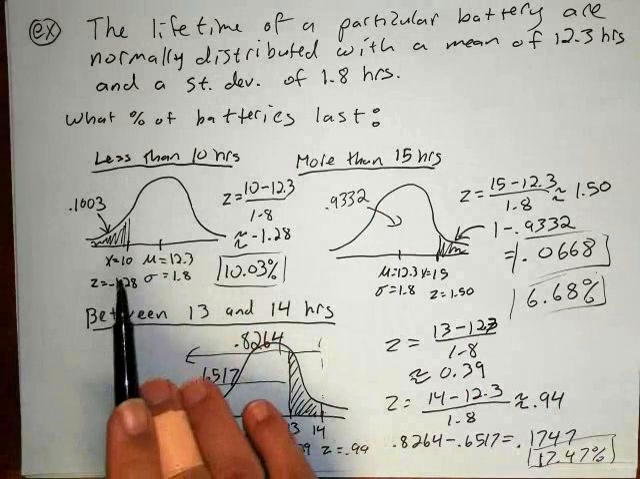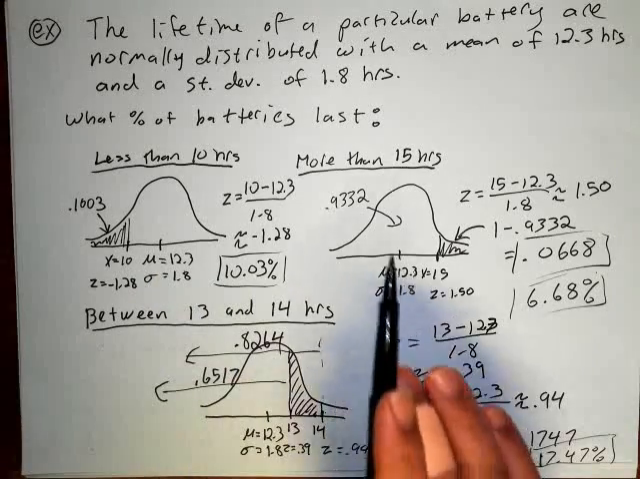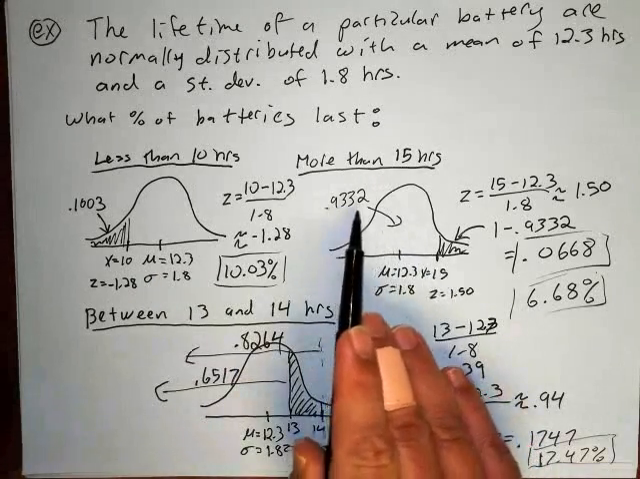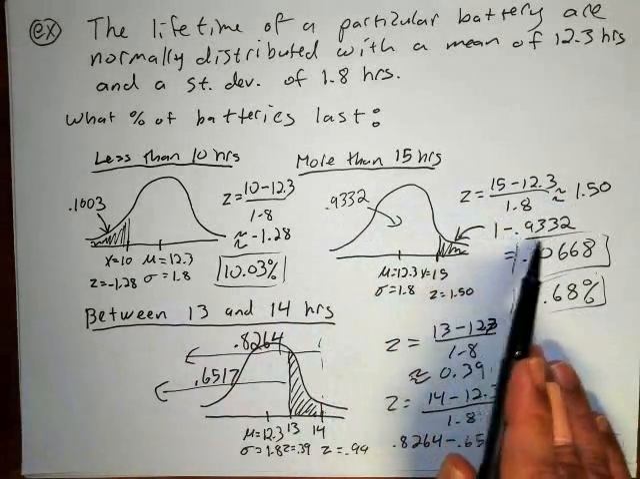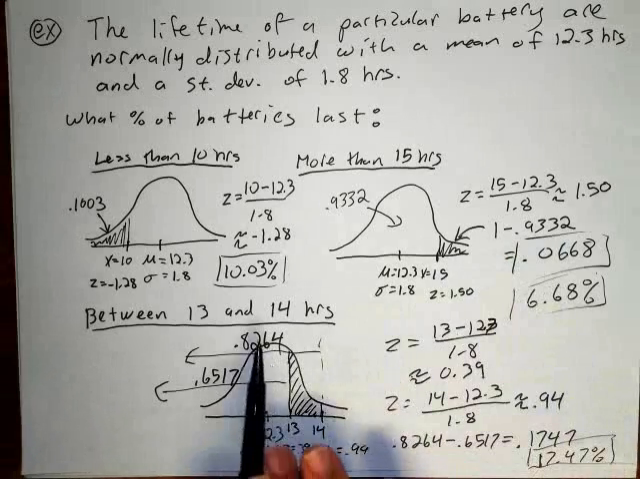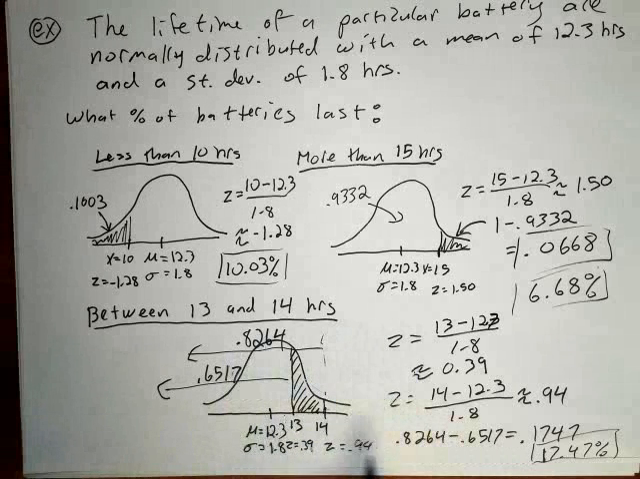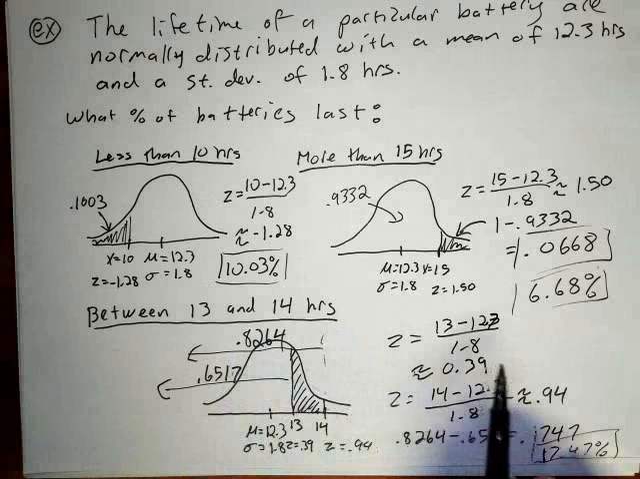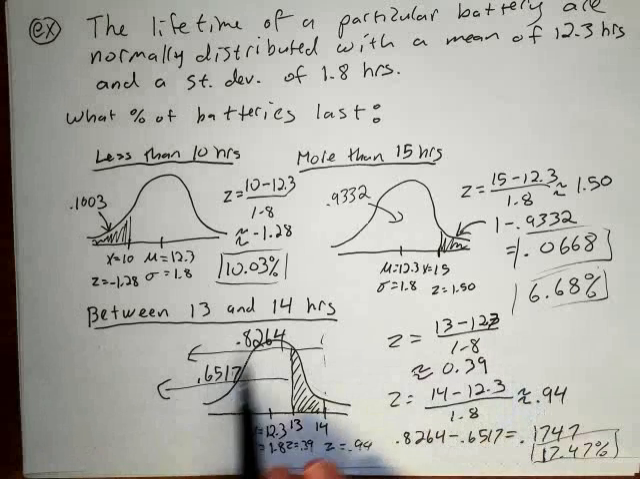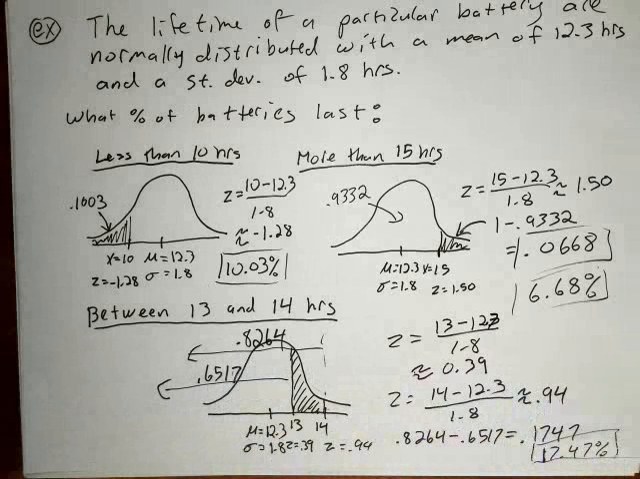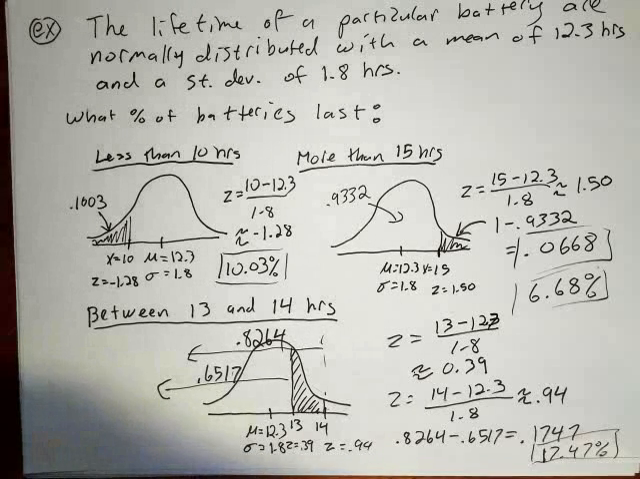So quick review: if it's below, you just look it up and you get the area. If it's above, you look it up and then subtract that from 1 to get the area. If it's between two z-scores, you find both z-scores, look up the two areas, and subtract the two areas to get the area between. I'm going to have one more video where the wording's maybe a little bit trickier. You're going to have to think about it, and I'll give you a chance to work on it before we work it out together.